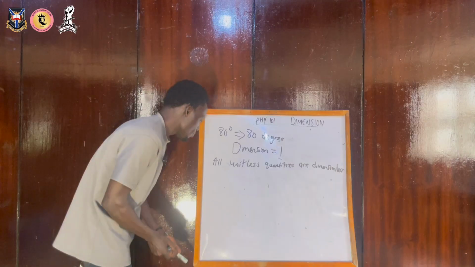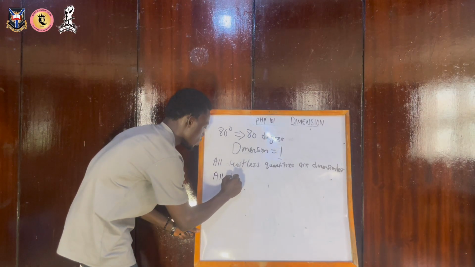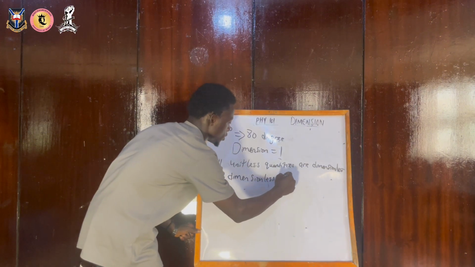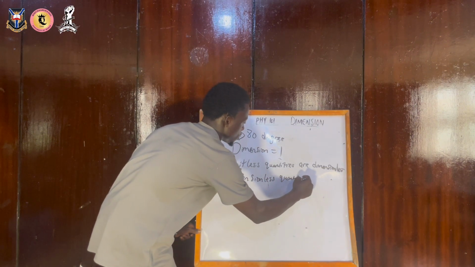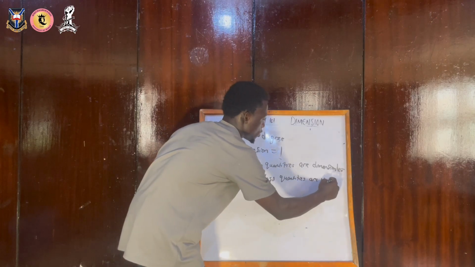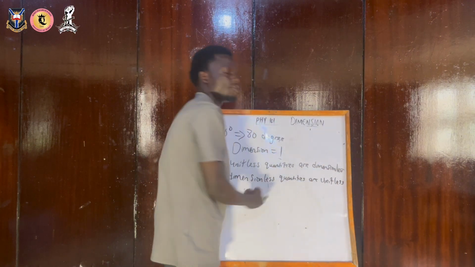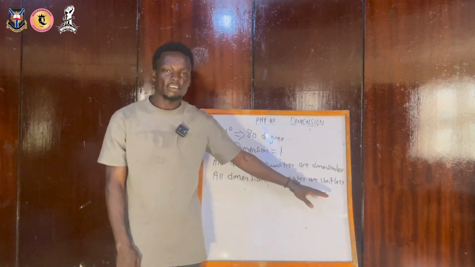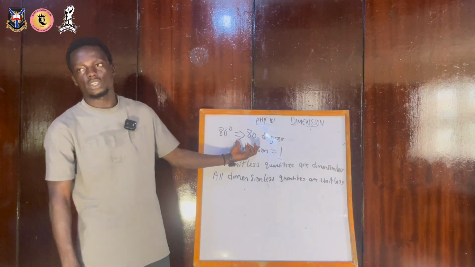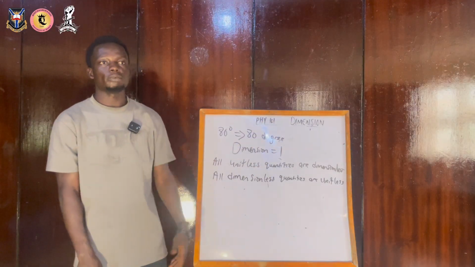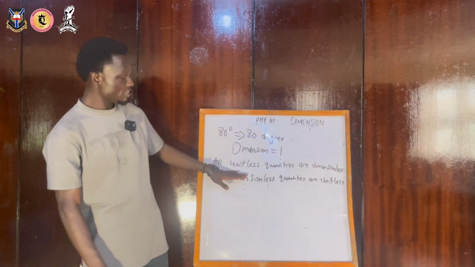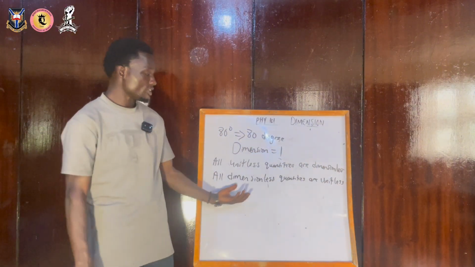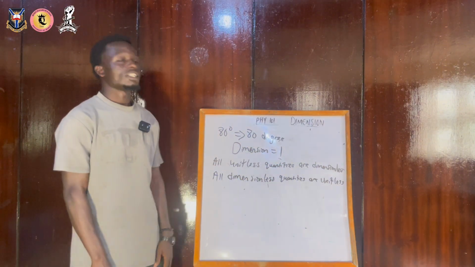But if I should say all dimensionless quantities are unitless, this is not true. Why? Because we have some that have units, but they don't have dimension. Like the first one I did, 80 degree. The unit is degree, but it doesn't have a dimension. For this first one, it is very correct: without units, there is no dimension, but we have some without dimension that still have units. So that's that for that.